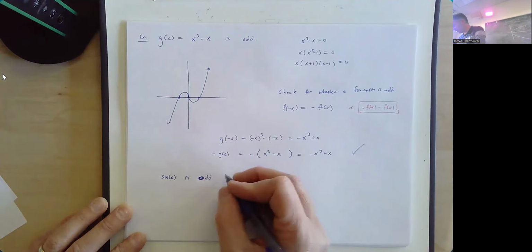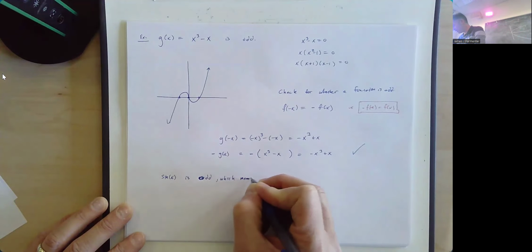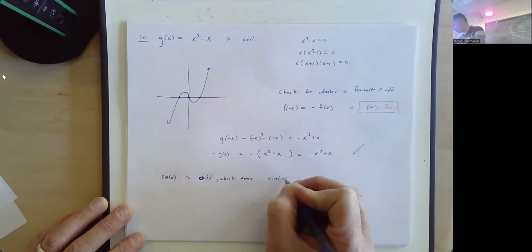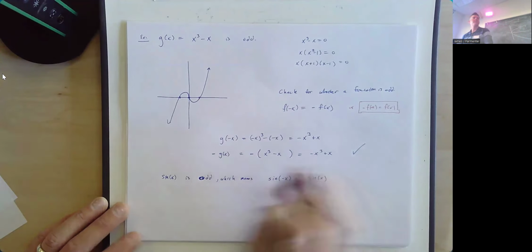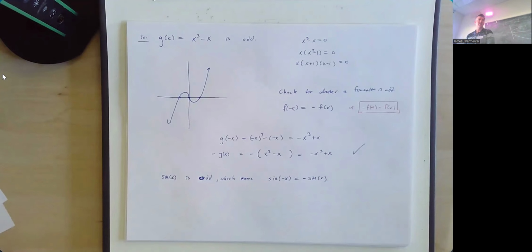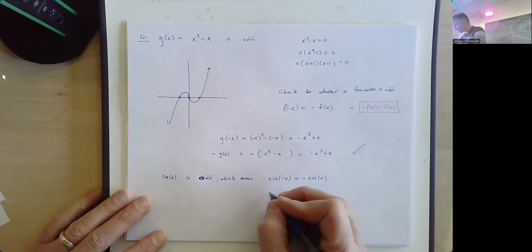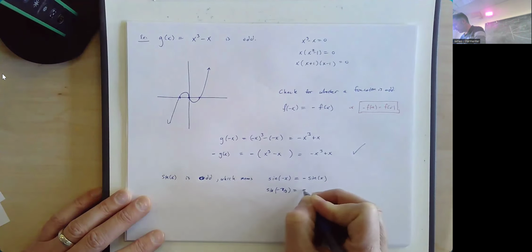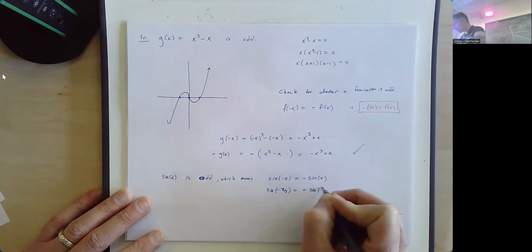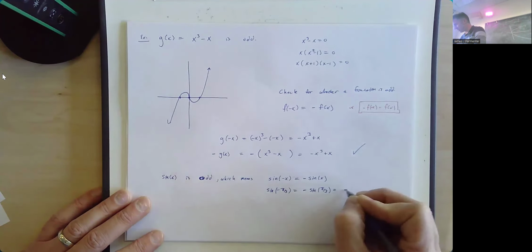Sine of x is odd, which means that sine of negative x is equal to negative sine of x. It's kind of useful, actually. If you have to find sine of negative pi over 3, I don't like thinking about quadrant 4. I'm going to say, well, that's equal to negative sine of pi over 3. And sine of pi over 3 is the square root of 3 over 2.